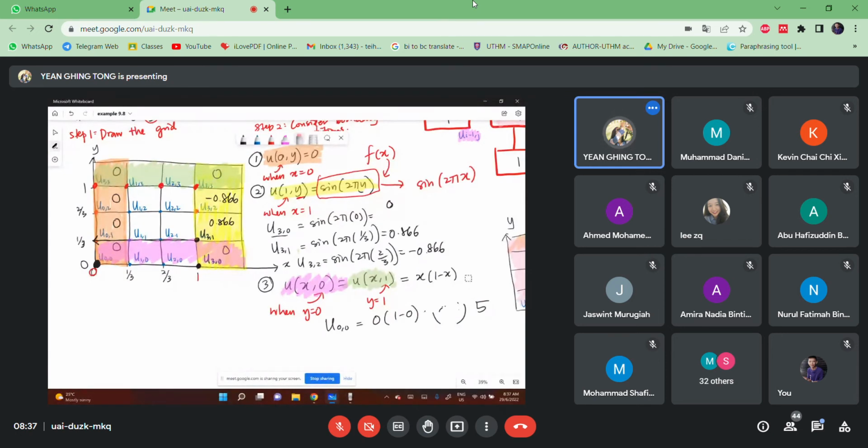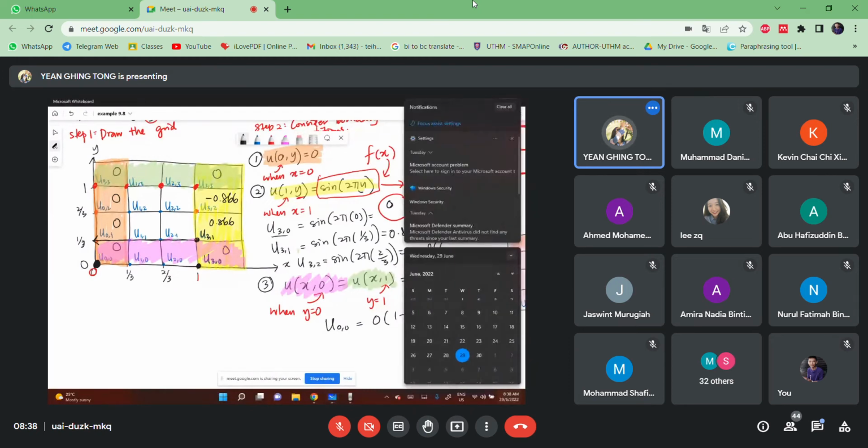So which one do you want to take? You want to take 0 from the previous, or 5 from this one? If it happens that there are two different values but the boundary conditions cover both, you take the average value. That means 0 plus 5 divided by 2, so that means 2.5. Usually you should get the same answer, but there is also a possibility of a difference, because now we are doing approximation, not the exact value.